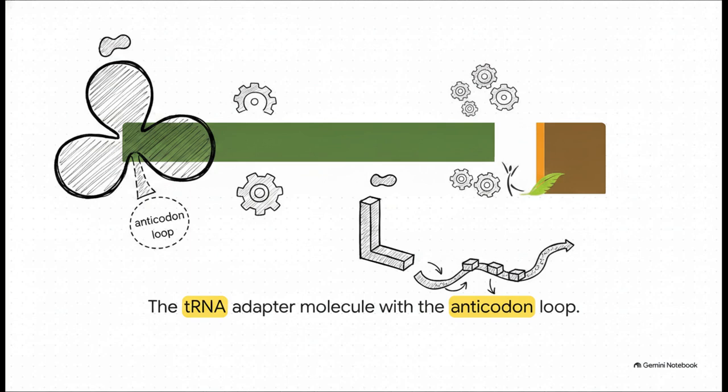But its function is basically twofold. On one end, you've got the anti-codon loop, which has bases perfectly complementary to the code on the mRNA blueprint. Then, at the completely opposite end, there's an amino acid acceptor end, so it reads the code on one side and holds the physical raw material on the other. It is the ultimate adapter.